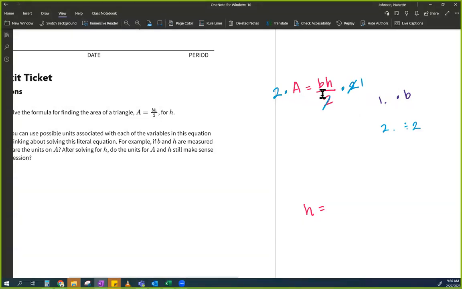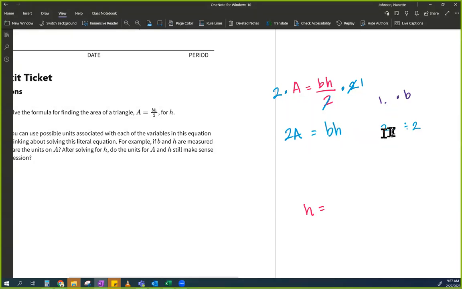So what's left over is B times H on the right-hand side and 2A on the left-hand side. Remember that 2 times A and 2A mean the same thing. If it makes it better for you to write a little dot symbol in there, do it. If not, just write it as 2A. So you should see H as being multiplied by B.